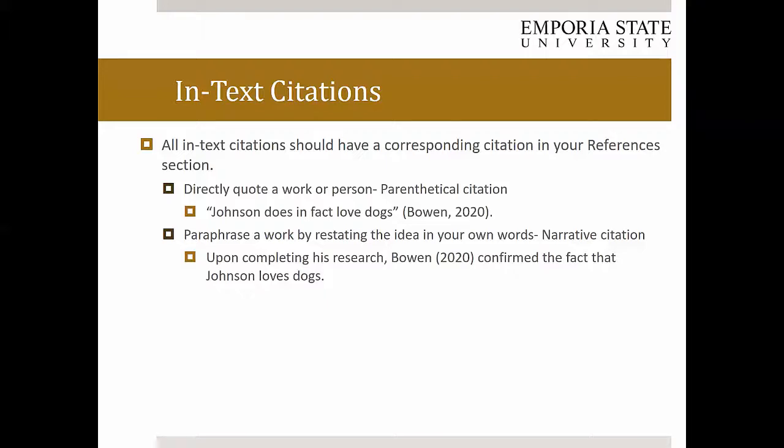Another way to cite in text is to paraphrase a work. This often works better for the format of a paper, and you will simply be restating the idea from another person in your own unique words. This is called a narrative citation. And an example, upon completing his research, Bowen, note the publication date 2020, confirmed the fact that Johnson loves dogs. This is simply recreating that quote from above in a way that is more cohesive with the rest of the paper.